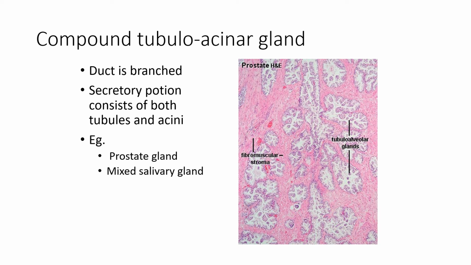Then compound tubulo-acinar gland, again the duct is branched and the secretory portion consists of both tubules and acini. And we see this in the prostate gland as well as in mixed salivary glands. Now here is an H&E section of the prostate, where you can see the fibromuscular stroma and also the glandular elements, which are compound tubulo-acinar in type.